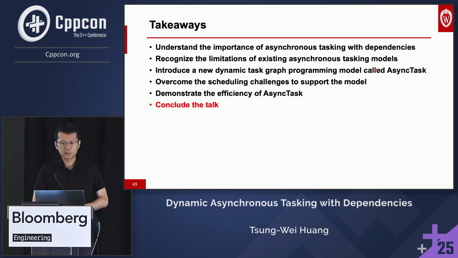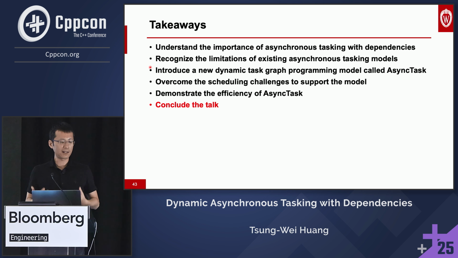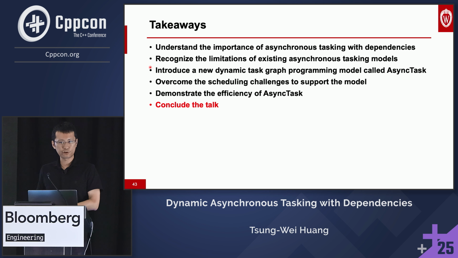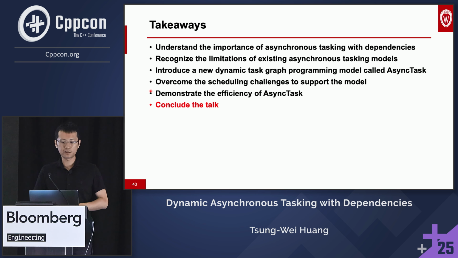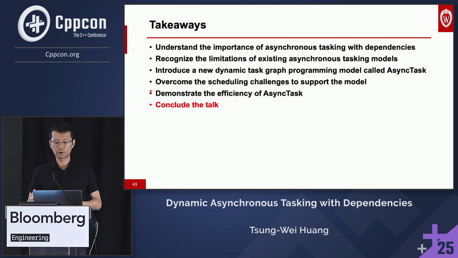In today's talk, we have understood the importance of asynchronous tasking with dependencies, and we went through some of the mainstream asynchronous tasking programming libraries and talked about several limitations of those libraries. Then we introduced a new dynamic task graph programming model called AsyncTask to address these limitations and showcased some of the high-level ideas of how we overcome the scheduling challenges to support our model. Finally, we demonstrated the efficiency of AsyncTask on both micro benchmarks and the real-world application.